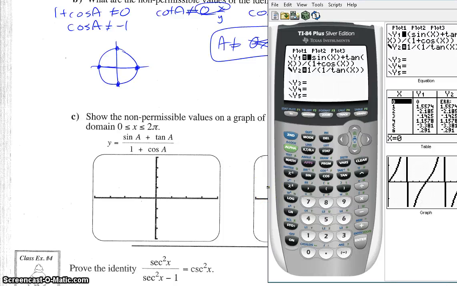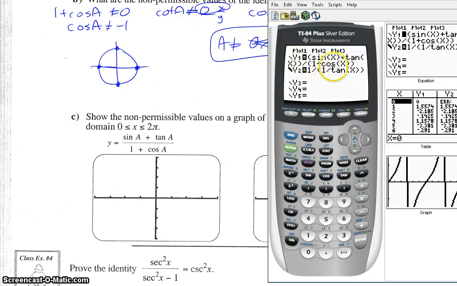Okay, part 3, finishing up example 3, part C: show the non-permissible values on a graph. Notice you put the left side of the equation on one graph and the right side on another graph. So I've put the left side in y1. It's a little complicated with the brackets. Make sure you have brackets around the numerator and brackets around the denominator. And then, of course, it automatically throws brackets in on the trig function. So a lot of brackets on this one.